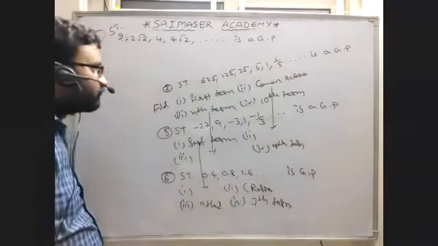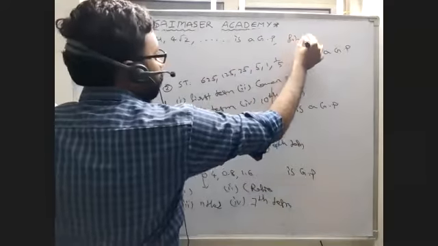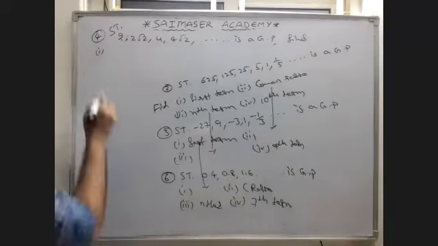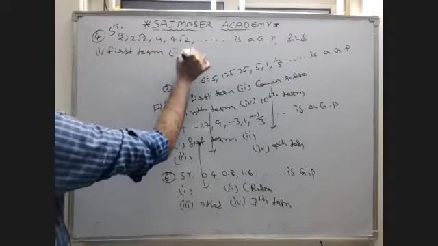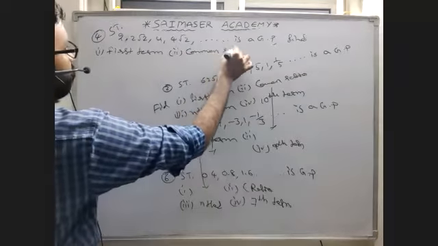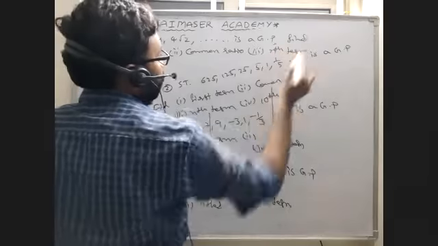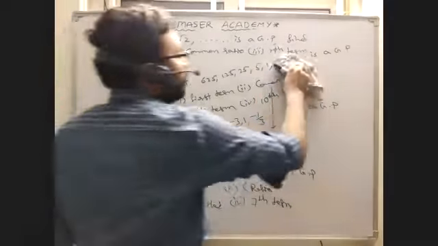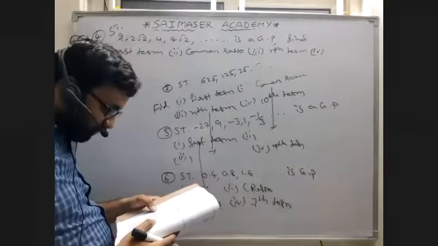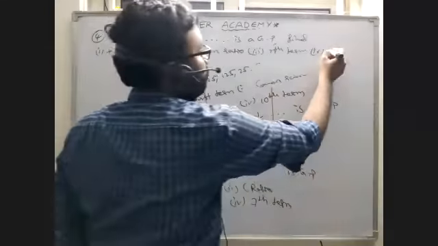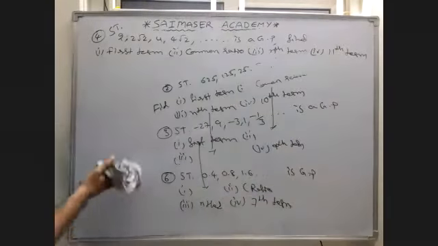Completed copying the questions? Yes, sir. Find first term, common ratio, nth term, and the last one, the fourth one, what we have to find? 11th term. Yeah, I'm erasing these questions.